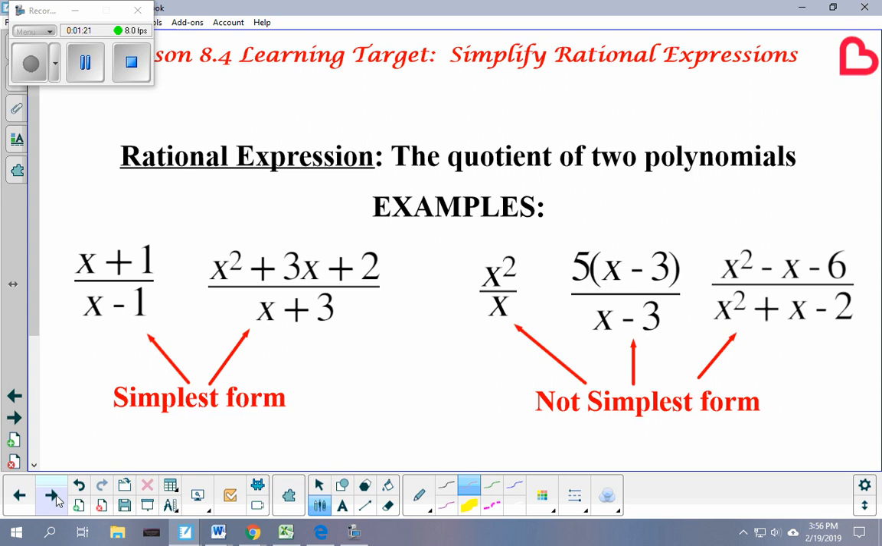All right, when we're working with rational expressions, that is the quotient of two polynomials. And here are some examples. These are in simplest form, and over here we have problems that are not in simplest form, which need to be reduced.